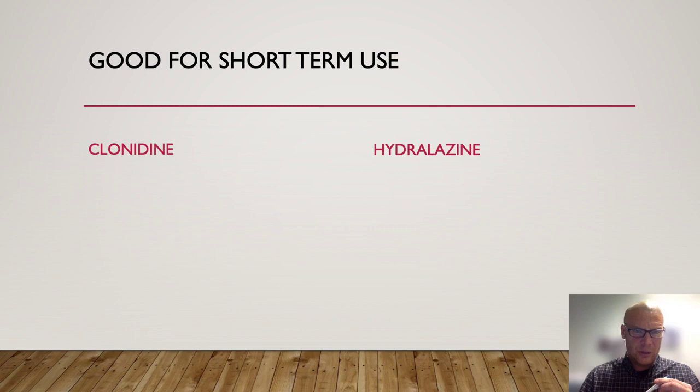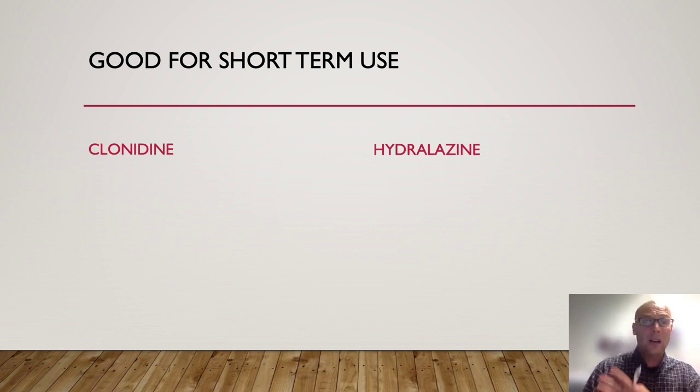Some good medications for short-term use that you should know about are clonidine and hydralazine. These are good ones. I used these quite a bit when I was working hospital medicine. Clonidine comes in a pill or a patch, which is kind of nice. The pill is usually dosed very low, 0.1, 0.2, 0.3, usually twice a day. The patch is usually kept on for about a week.